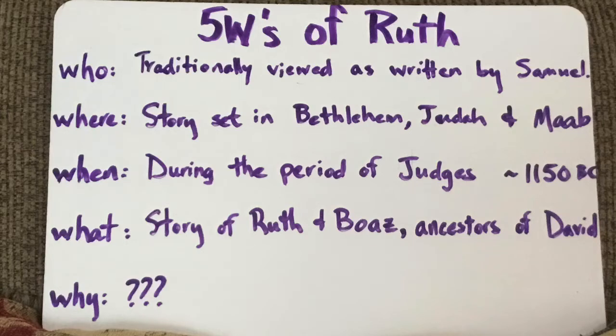Secondly, the story is set mostly in Bethlehem, Judah, and also some period of time in the country of Moab. When: during the period of the Judges, it says in the very first verse of the first chapter, but approximately 1150 BC. And what exactly is this? It's the story of Ruth and a gentleman named Boaz who happened to be ancestors of David and eventually ancestors of Jesus. And the why we'll leave until the end of class.